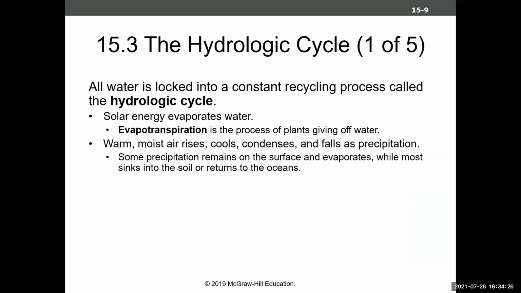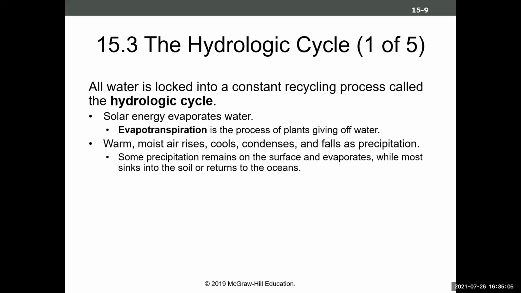Now, looking at how water is available on the Earth is based off of the hydrologic cycle. So water's basically in this recycling process. Just like we look at nitrogen cycles and carbon cycles, that recycling process for those elements, we're also going to look at water and its cycle that happens on the globe, and that's the hydrologic cycle. So basically, you have solar energy that comes from the sun, and it will evaporate water.